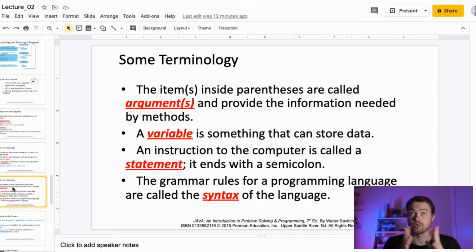And the grammatical rules, right? Java has very strict grammatical rules. Hope you remember that. That's all called syntax.